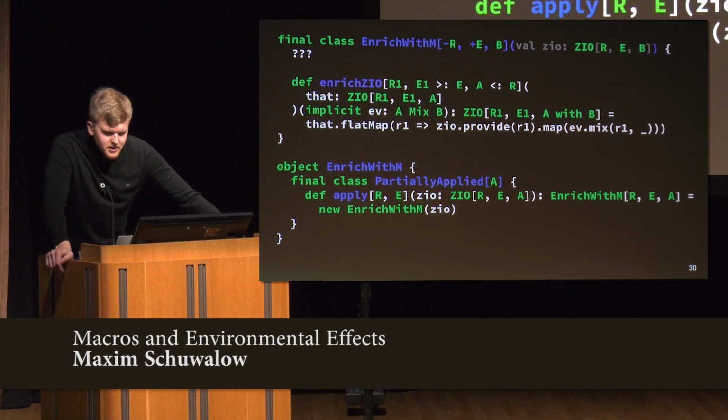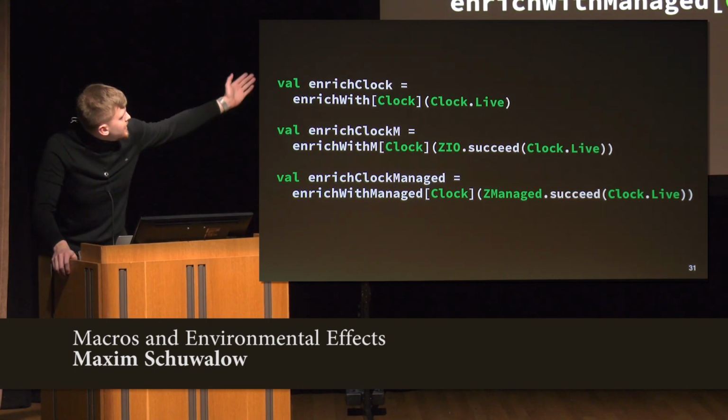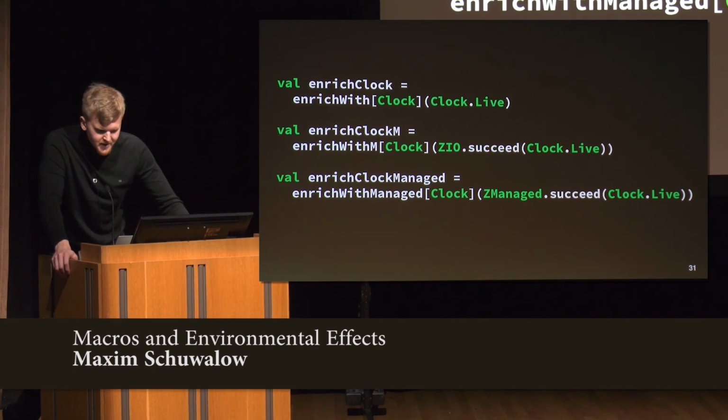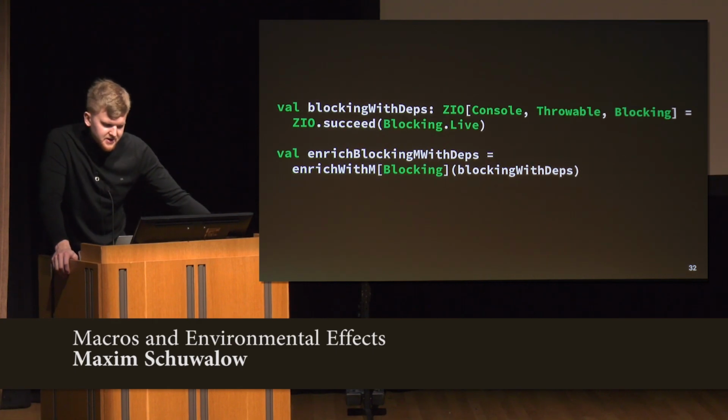And you use it just like this. So you can use it for pure functions, you can use it for effects, you can use it for resources. All of these don't require you to specify any other type parameters other than the trait that you provide implementation for. And it also works for effects that require dependencies themselves in exactly the same way.